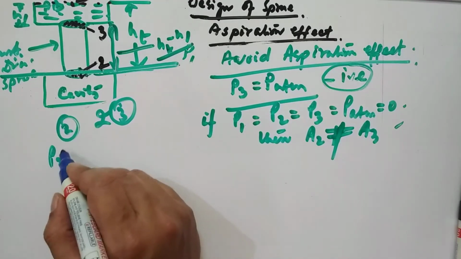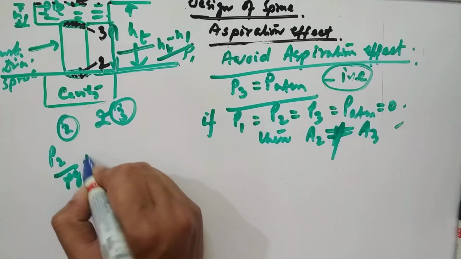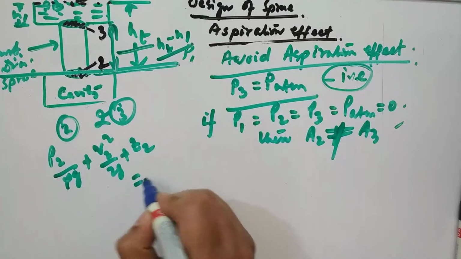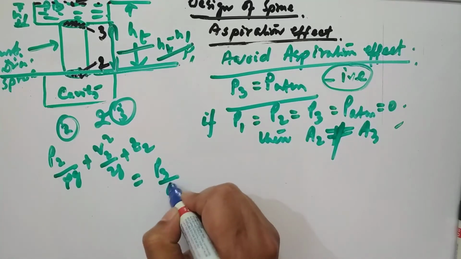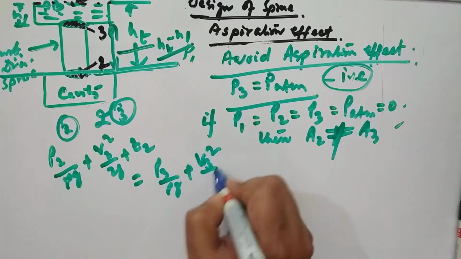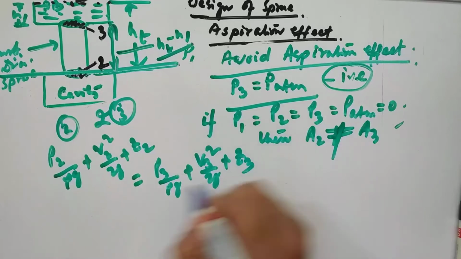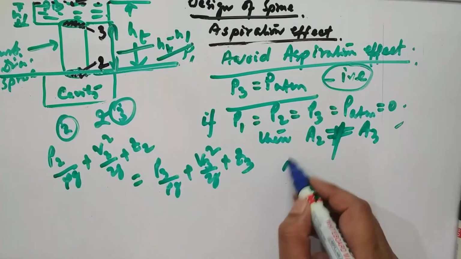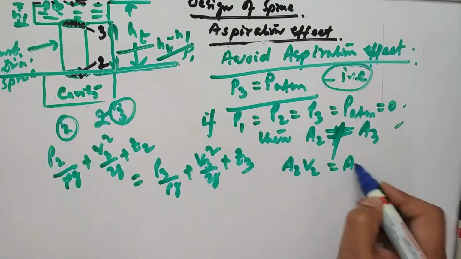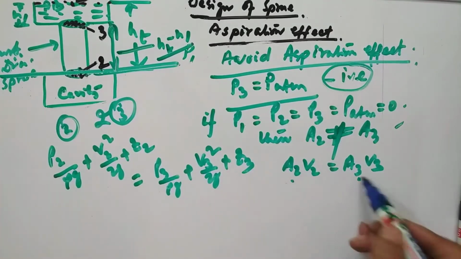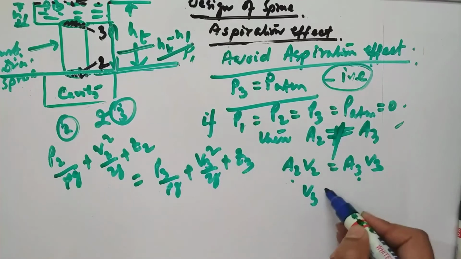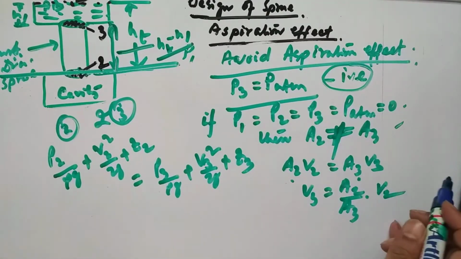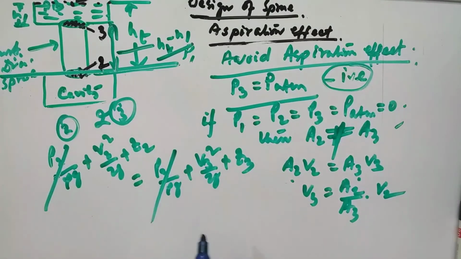P2 by rho g plus V2 square by 2g plus Z2 should be equal to P3 by rho g plus V3 square by 2g plus Z3. Now look, we have A2 V2 equal to A3 V3, and these are not equal, so we can convert V3 equal to A2 by A3 into V2. So these cancel out.